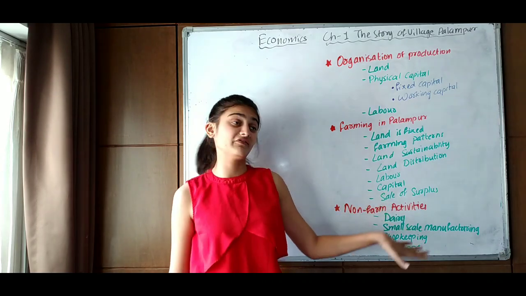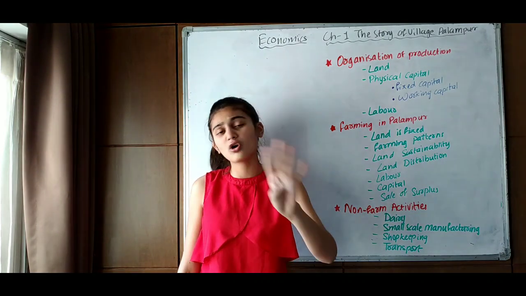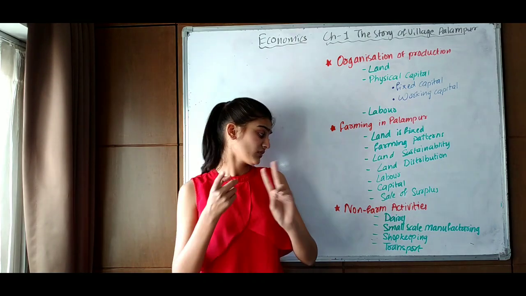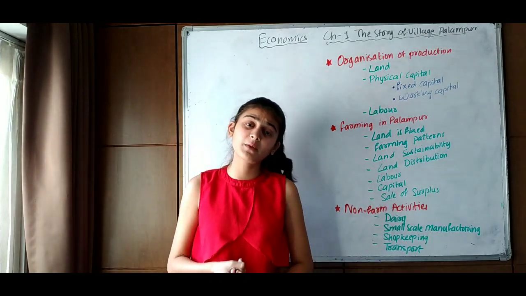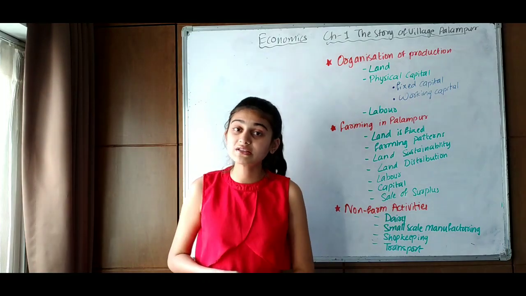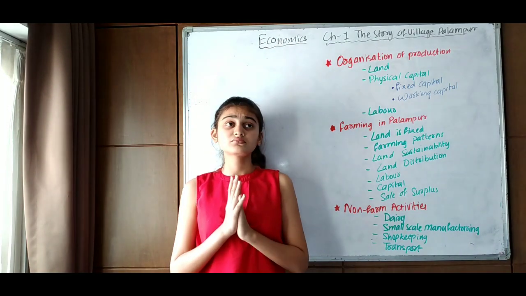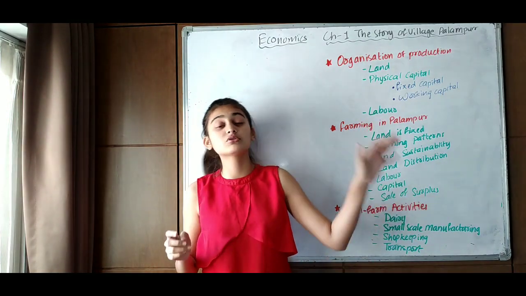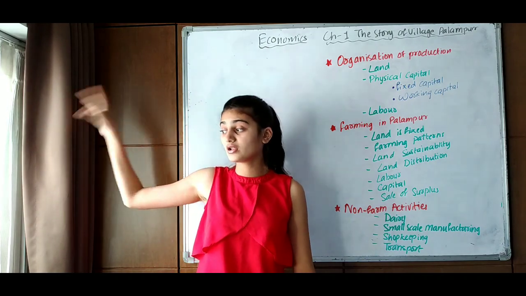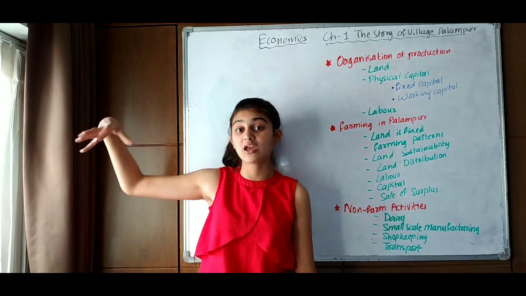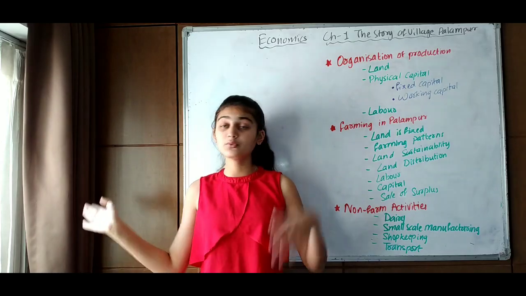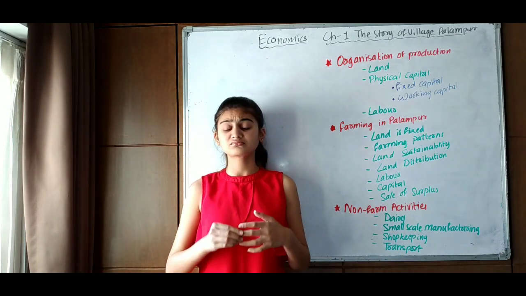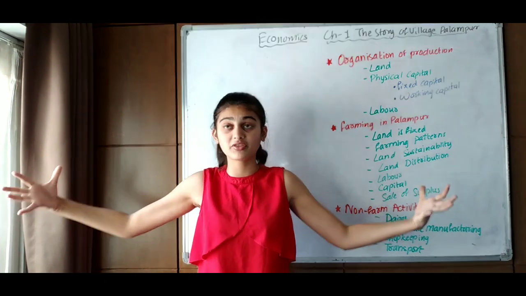Then comes the non-farm activities. There are four non-farm activities practiced in Palampur. That is dairy, small-scale manufacturing, shopkeeping, and transportation. Now what is dairy? Now in dairy, there is a nearby village whose name is Shahpur, and another village that is Raiganj. Now Raiganj is a developed city. So Shahpur and Raiganj are the two neighboring villages which Palampur has.